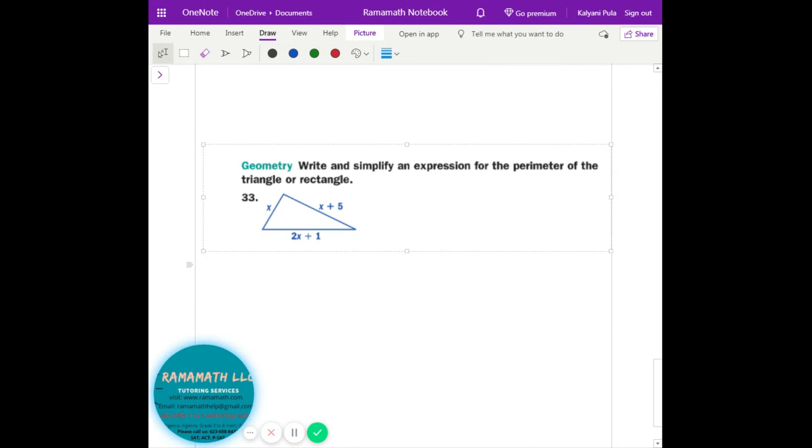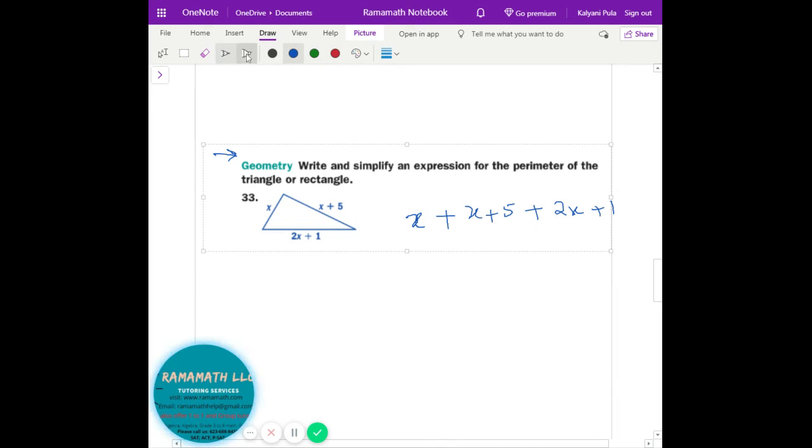Since you did that one really well, let's try this one. In this question, write and simplify the expression for the perimeter of the triangle. When you find the perimeter, what does the perimeter mean? What do we need to do? Yeah, add all the sides. So when we add all the sides, I'm going to write it down like this: x, the first one, plus the other one is x plus 5, and the other one is 2x plus 1.